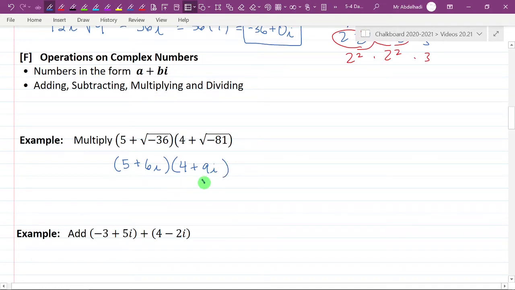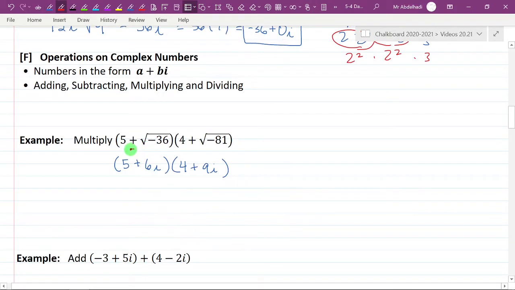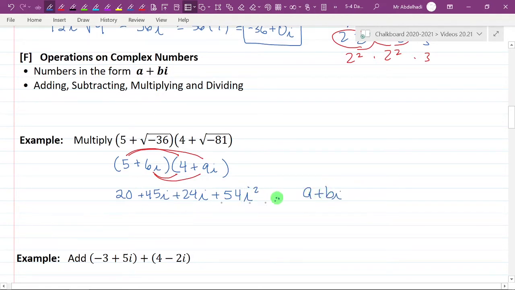Now that you've written them as imaginary numbers, you can go ahead and FOIL now. So let's go ahead and do that. Let's distribute the 5, and we get 5 times 4 is 20. And 5 times 9I is 45I. We'll distribute the 6I here. We get 24I right there. And 6 times 9 is 54. I times I is I squared. Now your answer has to be an A plus BI. Is it? No, it's not. So let's keep simplifying now.